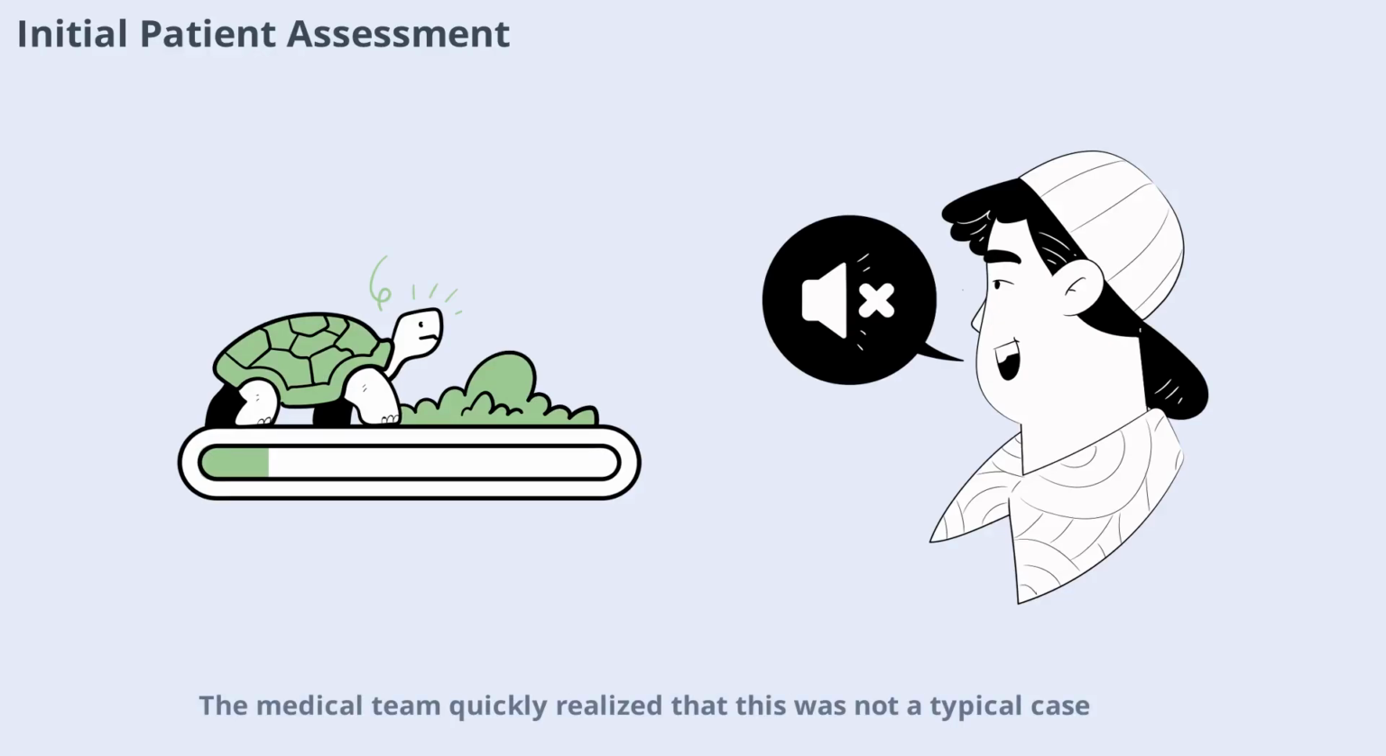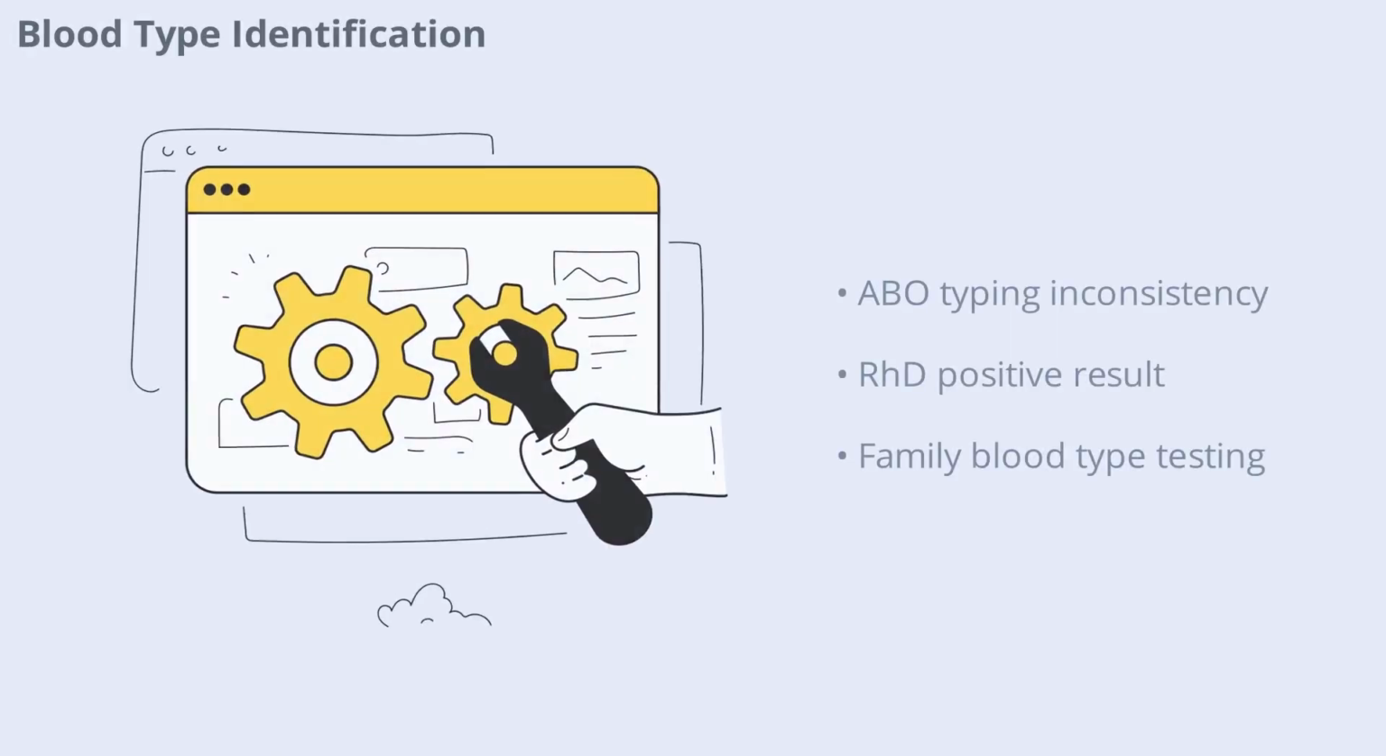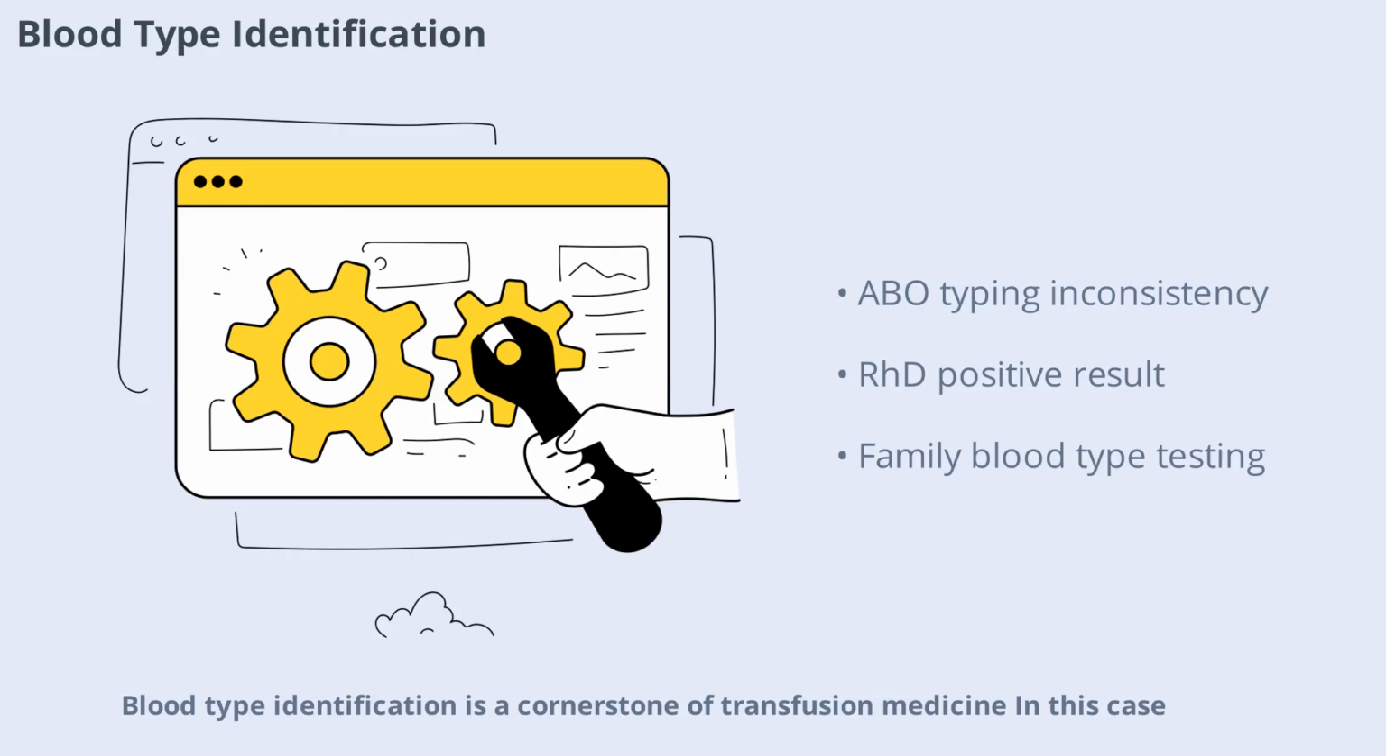The medical team quickly realized that this was not a typical case, prompting a thorough review of his medical and family history. This careful assessment was crucial in guiding the next steps and ensuring the patient's safety during transfusion therapy. Blood type identification is a cornerstone of transfusion medicine. In this case, the patient's positive and negative ABO blood types were inconsistent, while his RHD was positive.